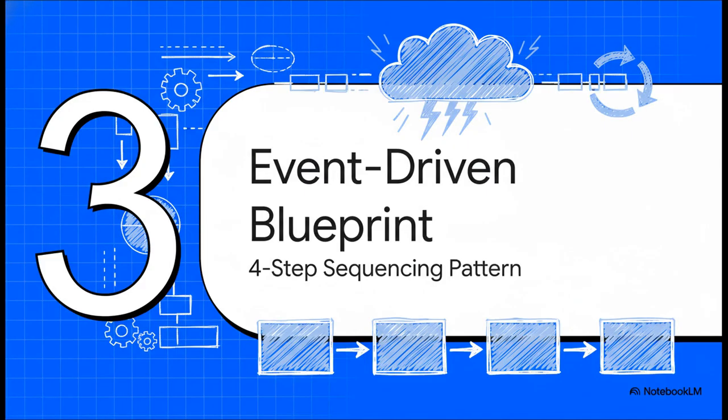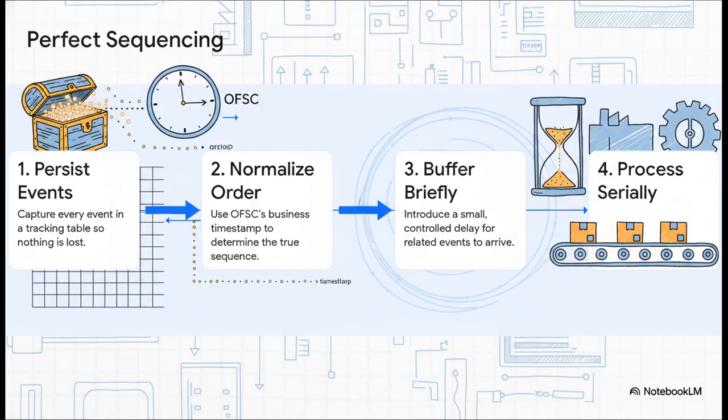So how do we fix this nightmare scenario? We use a powerful event-driven blueprint. It's a 4-step pattern that guarantees perfect sequencing every single time. Let's break it down. Okay, this right here is the secret sauce. First, you immediately save every single event the moment it arrives.